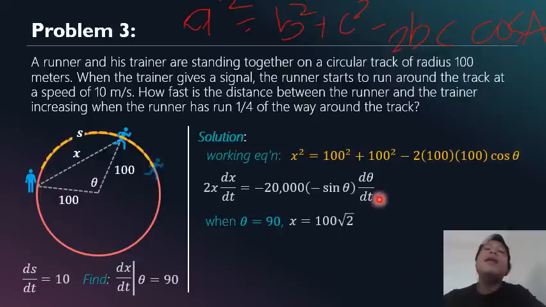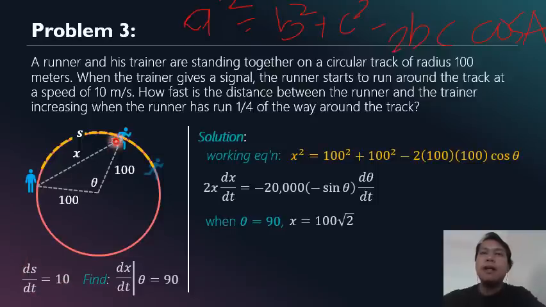O di natural. Babalik ka ulit sa problem, baka mayroon pang given na hindi mo nagagamit. No? So, nagamit na natin itong 90. Ito ang nagamit na natin itong 100. Ang hindi pa natin nagagamit is yung ds over dt. No? So, kaya ito ibinigay, malamang kailangan natin itong gamitin. So, ngayon, paano?